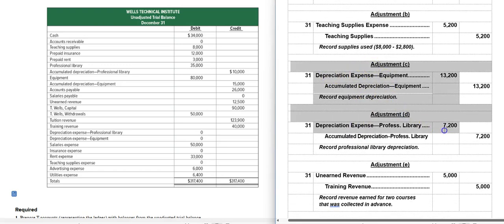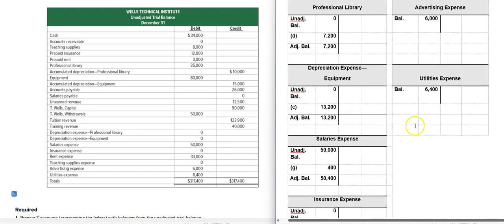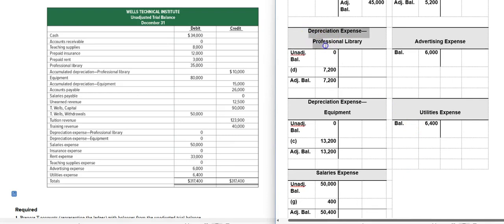Adjustments C and D, I'll do at the same time. I'm going to debit these depreciation expense accounts and credit the accumulated depreciation accounts. So here are my two depreciation accounts, which had 0 unadjusted balances as reflected in the unadjusted trial balance. Debiting them, I'm increasing their balance to get to the adjusted balance.